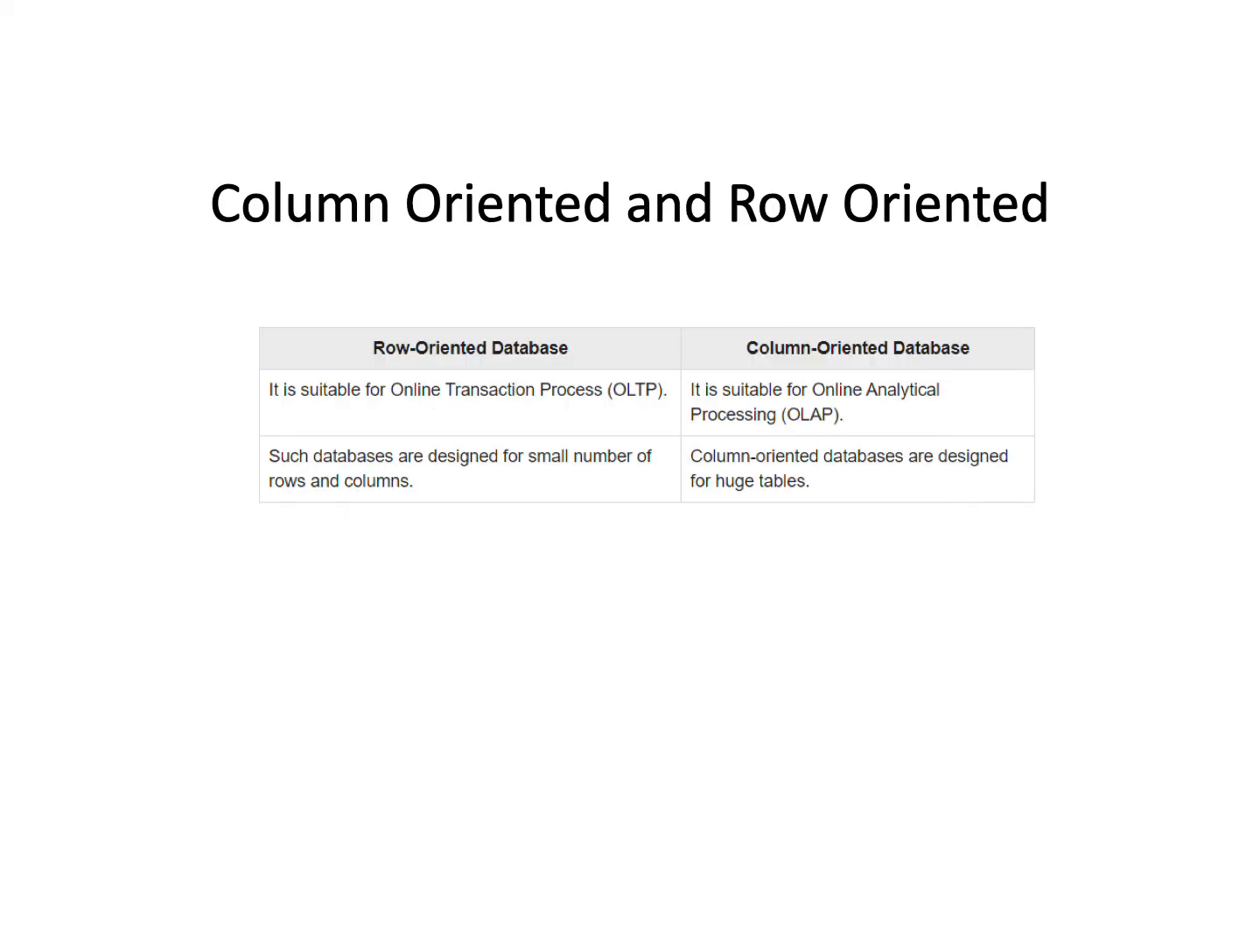Column oriented, let's see the difference. A row oriented database, as we have discussed before, is suitable for online transaction processing, OLTP. And a column oriented database is suitable for online analytical processing. Row oriented databases are designed for a small number of rows and columns, whereas column oriented databases are designed for huge tables.